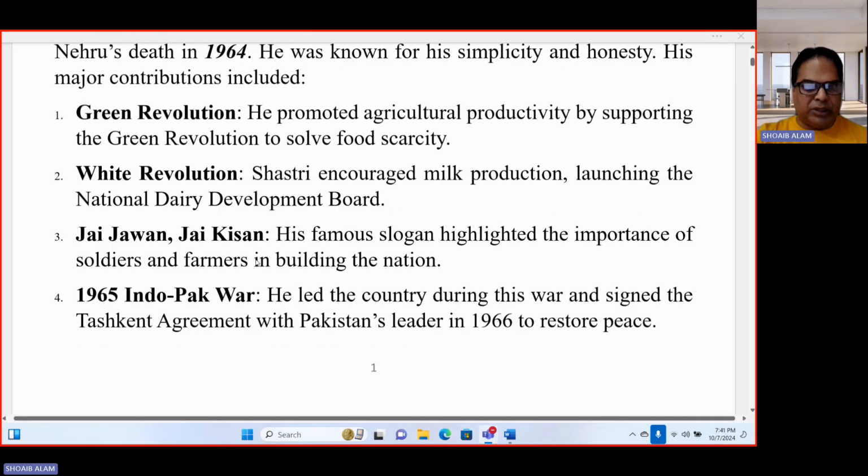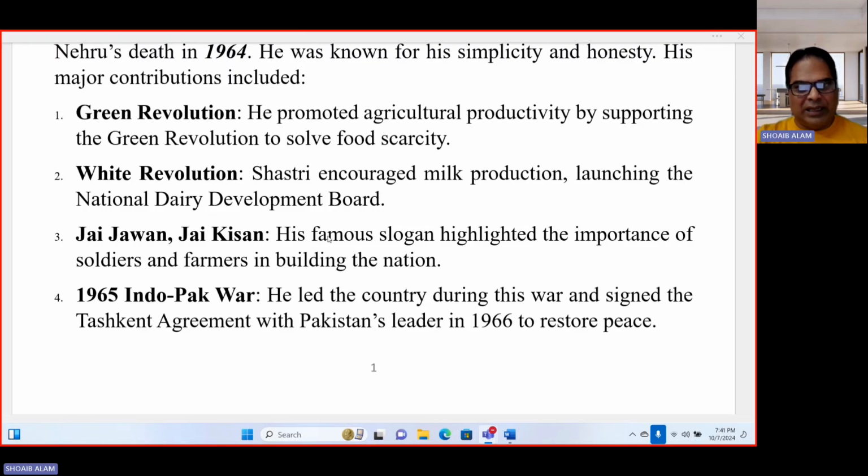And the third important contribution is, you might have heard the slogan Jai Jawan Jai Kisan. His famous slogan highlighted the importance of soldiers and farmers in building the nation. According to Lal Bahadur Shastri, both soldiers as well as farmers are very, very important for building the nation. So his slogan was Jai Jawan, Jai Kisan, giving importance both to soldiers as well as farmers.